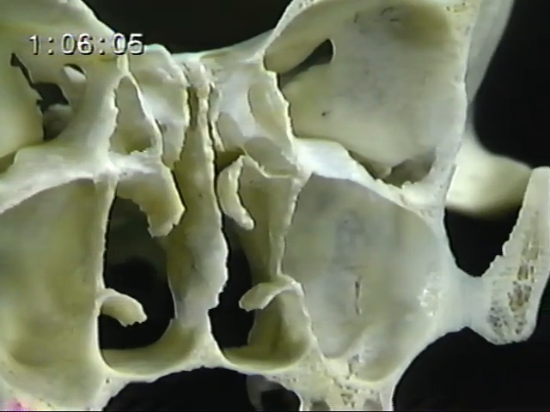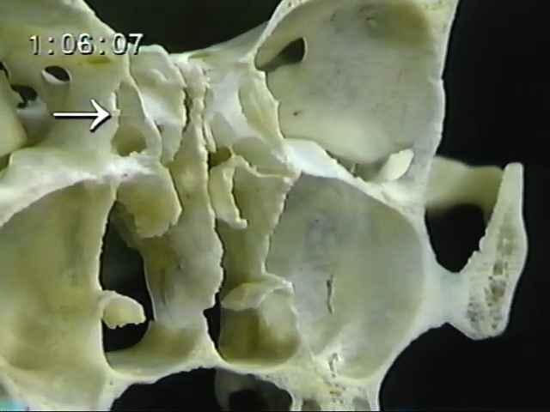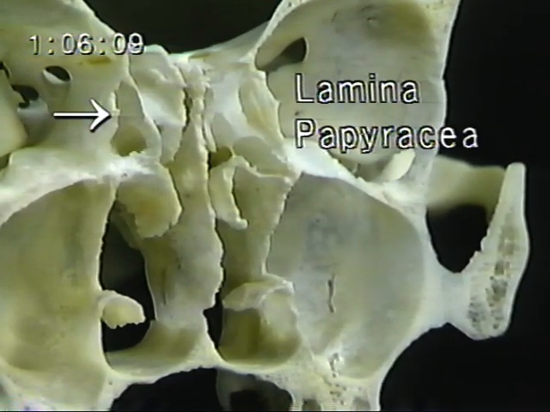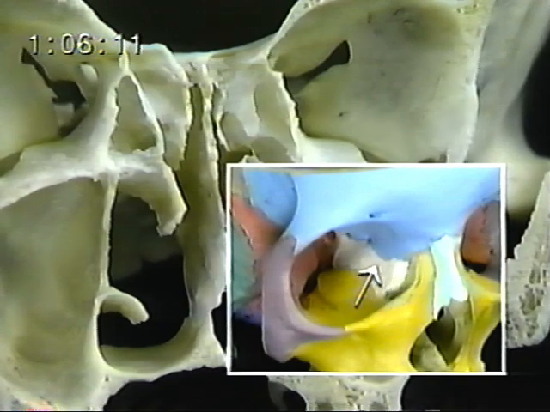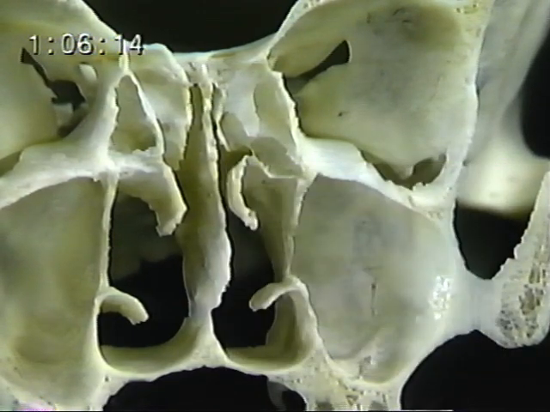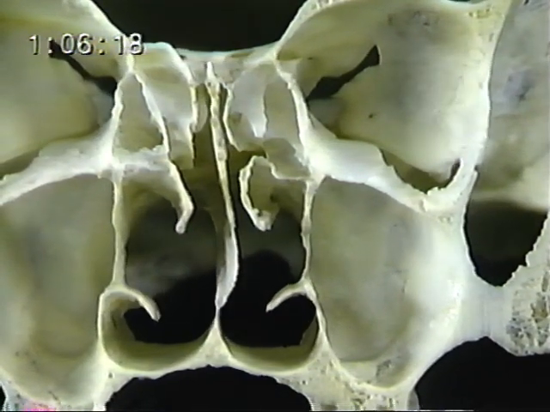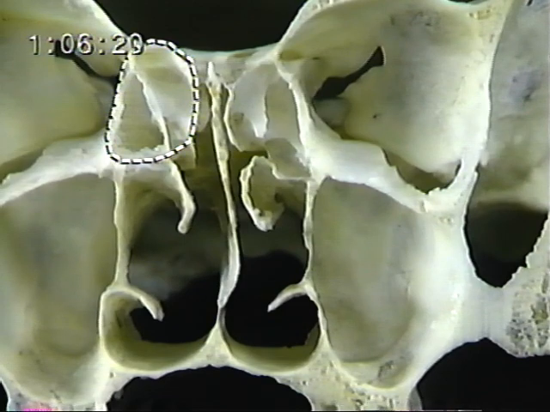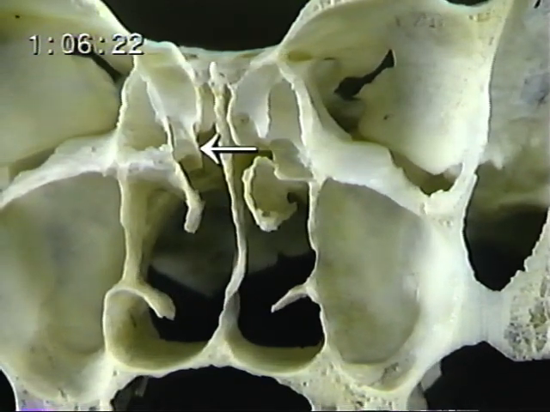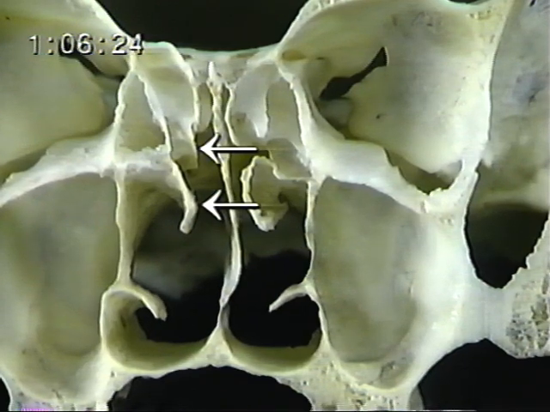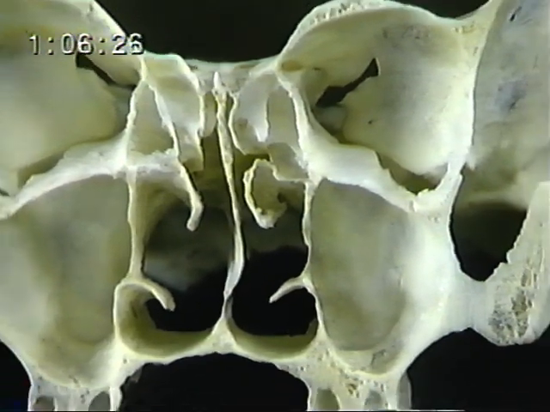The most lateral part of the ethmoid bone is this paper-thin layer, the lamina papyracea, which forms this part of the medial wall of the orbit. Between the lamina papyracea and the upper part of the nasal cavity are the ethmoid air cells, as we've seen. The superior and middle conchae are also parts of the ethmoid bone.